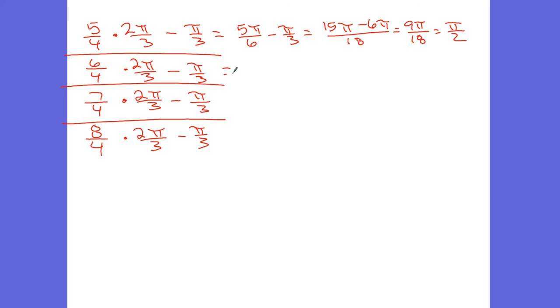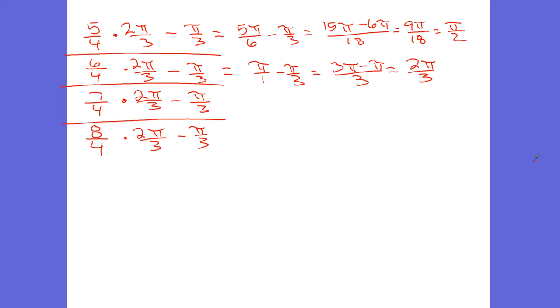So now for the next one. 6 over 4 times 2 pi over 3. It's just pi. Pi over 1 minus pi over 3, which is going to give me 3 pi minus pi over 3. You have 3 pi's. 3 pies and you take away 1 pie. It's 2 pi over 3. There you go, 2 pi over 3.